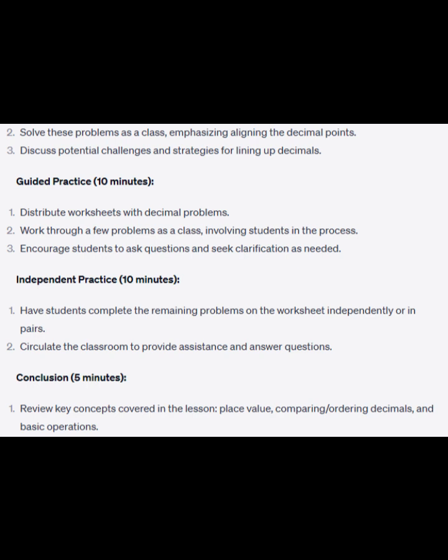Independent practice, 10 minutes. Have students complete the remaining problems on the worksheet independently or in pairs. Circulate the classroom to provide assistance and answer questions.